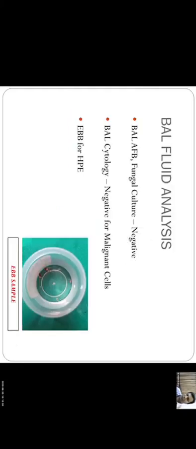So coming back to the case, his BAL AFB and fungal culture were negative, BAL cytology was negative for malignant cells, and EBB for HPE was suggestive of non-caseating granuloma. Also, TBNA from mediastinal lymph node was suggestive of non-caseating granulomatous lymphadenitis. So basically, it was a classical case of sarcoidosis, and he was started on oral corticosteroid, and he did quite well with it. So this brings us to the second last case.